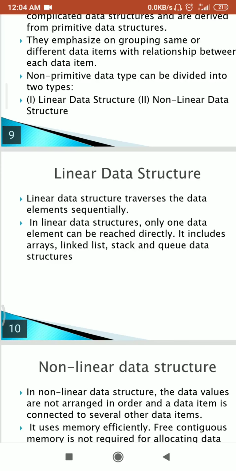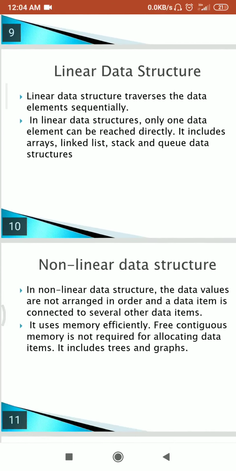We only know about arrays. In the next sessions, from the second unit, we will learn about linked lists, stacks and queues, different kinds of data structures. What about the non-linear?